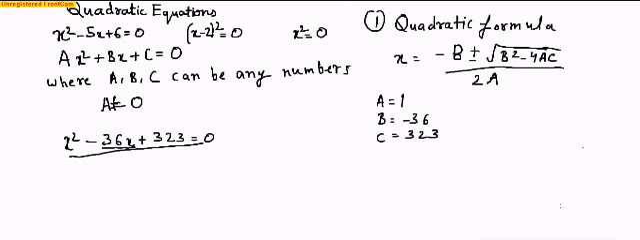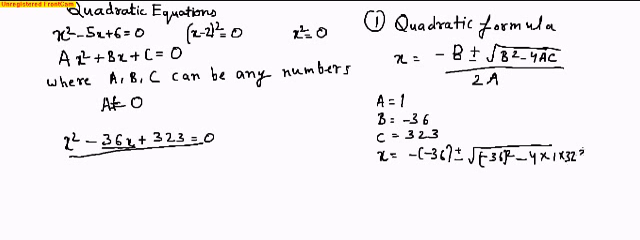Okay, so now let's quickly plug in these values into the quadratic formula which we are going to use. So it looks something like this. x is equal to minus of minus 36 plus minus root of minus 36 whole square minus 4 into 1 into 323, whole divided by 2 into 1.